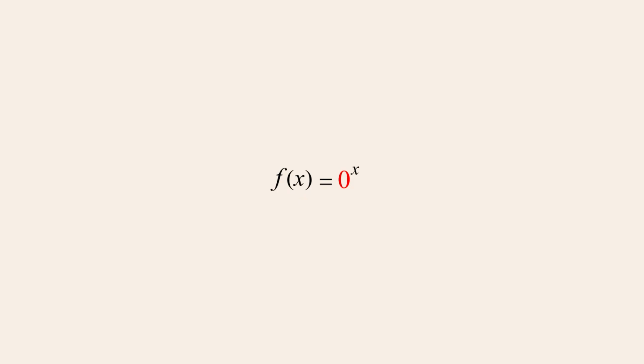The problem with a base value of 0 becomes apparent for negative values of x. As an example, let's consider an x value of negative 2. Since any number with a negative exponent is the same as 1 over that number with the same positive exponent, this is equal to 1 over 0 squared, or 1 divided by 0, whose value is undefined. Therefore, base values of 0 are not allowed.